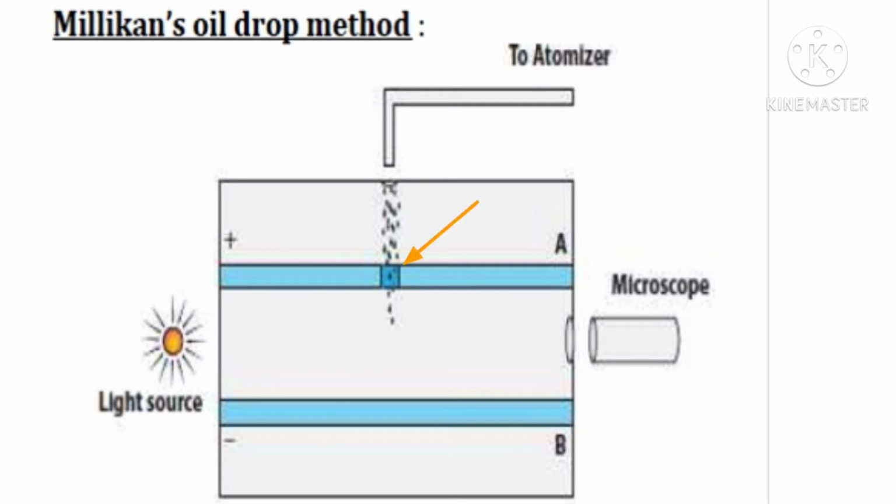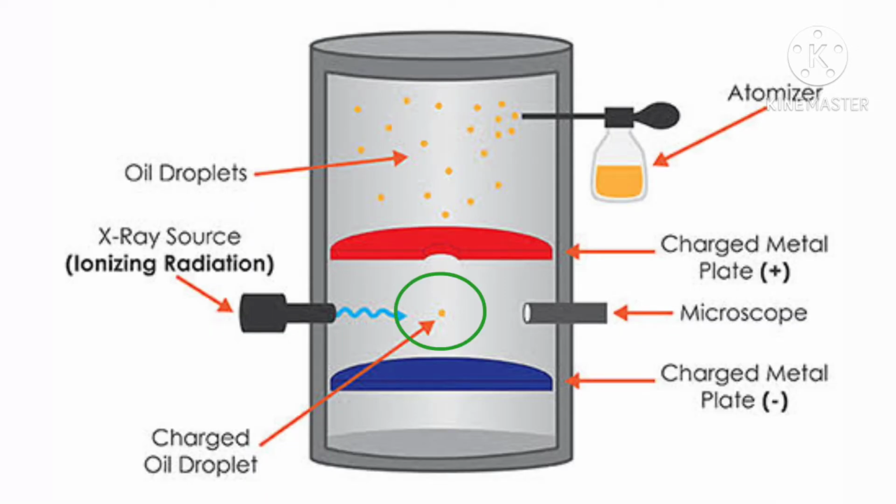A small hole is made at the center of the upper plate A, and the atomizer is kept exactly above the hole to spray the liquid. When a fine droplet of highly viscous liquid like glycerin is sprayed using the atomizer, it falls freely downward through the hole of the top plate only under the influence of gravity. A few oil drops in the chamber can acquire negative charge because of friction with the oil, or by the passage of X-rays in between the parallel plates.